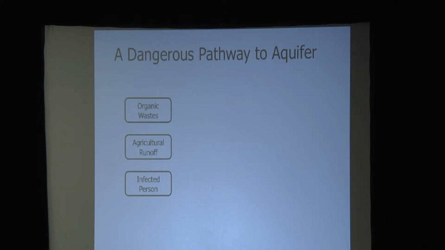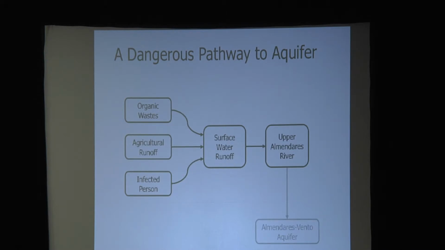We start off with organic wastes, agricultural runoffs, and feces from infected people. They flow into the surface water runoff and into tributary streams, which in turn enter the upper Almendares, go into the aquifer through that reservoir, then enter the potable water system and return to the people. And you wind up with a very dangerous cycle. It becomes a case of the chicken and the egg. The cycle self-sustains itself and causes a continuous threat to human health.